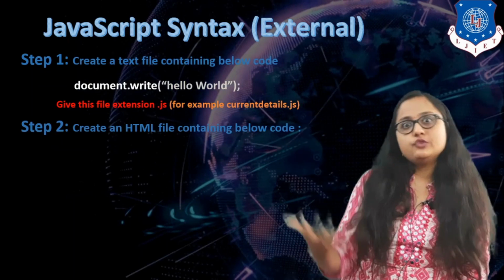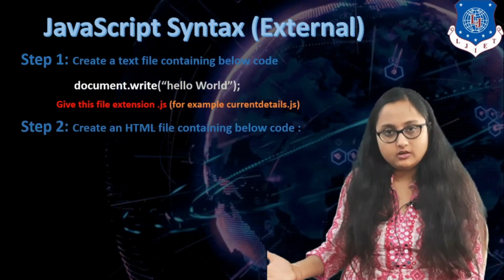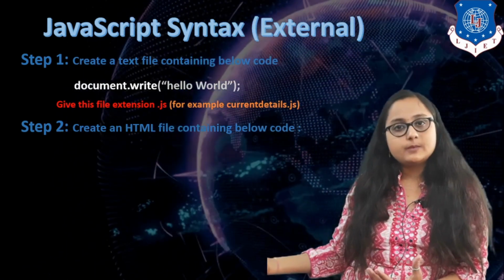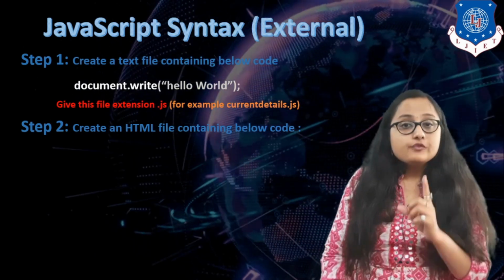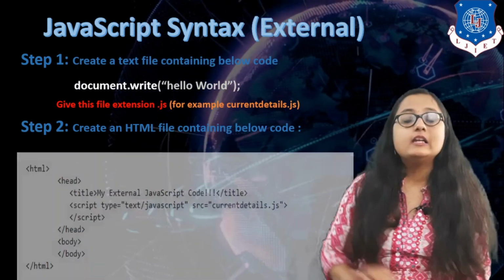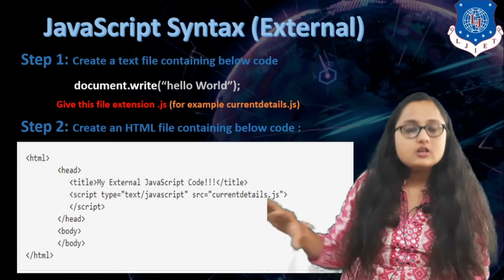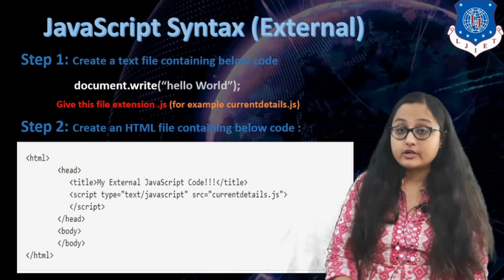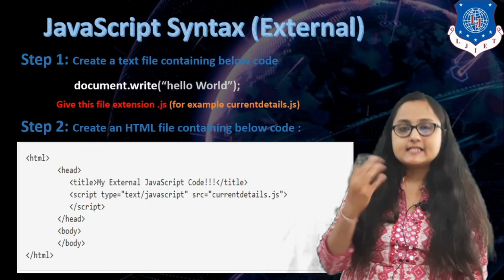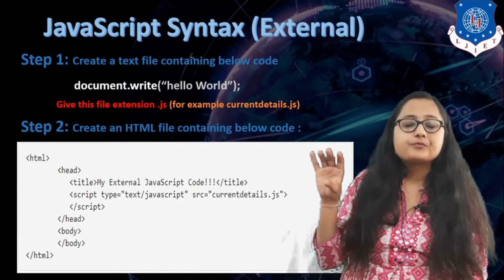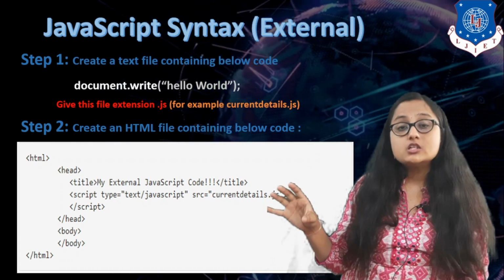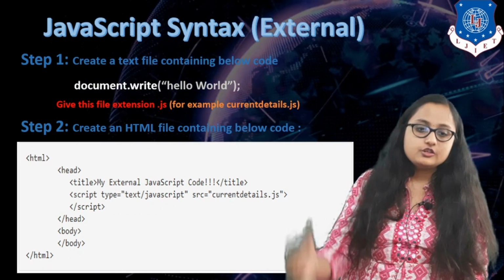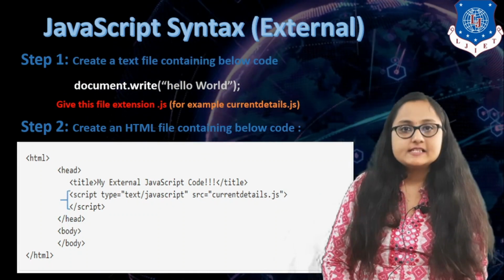So now we have successfully created a JavaScript external file. Now we have to create an HTML file and link the external JavaScript file to our HTML file. For that you will have to create an HTML file containing the below code. Inside the HTML code, as I have already told you, you can write your script tag inside the head portion or inside the body portion. Normally whenever you are creating an external JavaScript file, you write the code inside the head portion. So here you can see inside the head I have written my script tag.